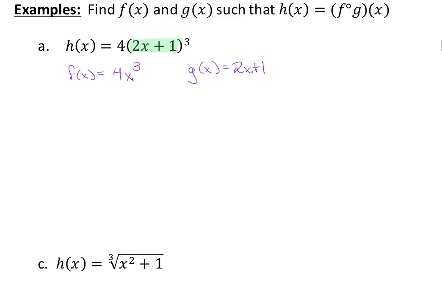As I mentioned, this is one possibility. Another possibility is that we could say g of x is the 2x. If we do this, then f of x is equal to 4 times (x plus 1) cubed.